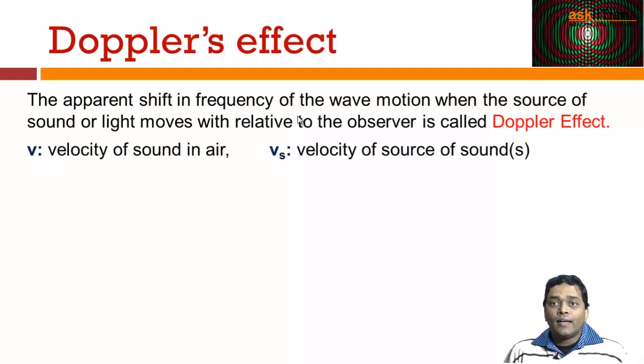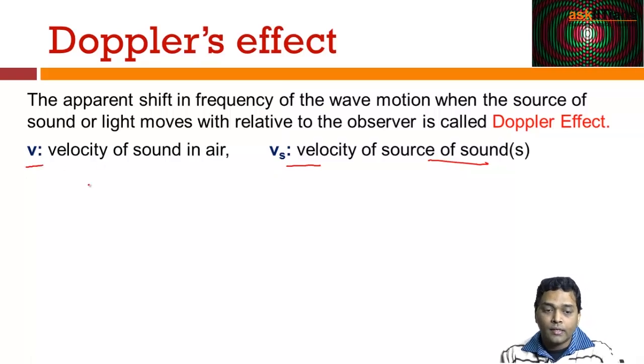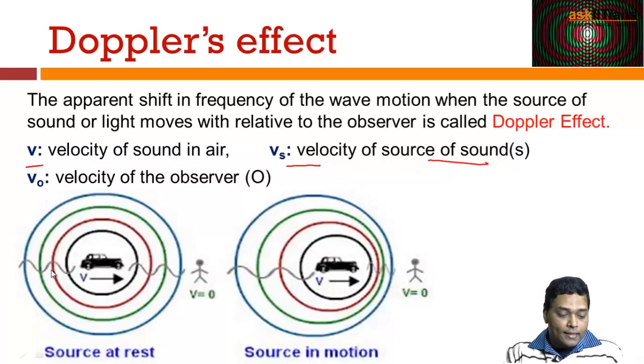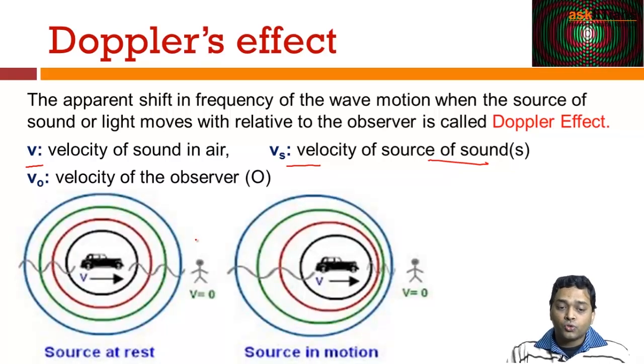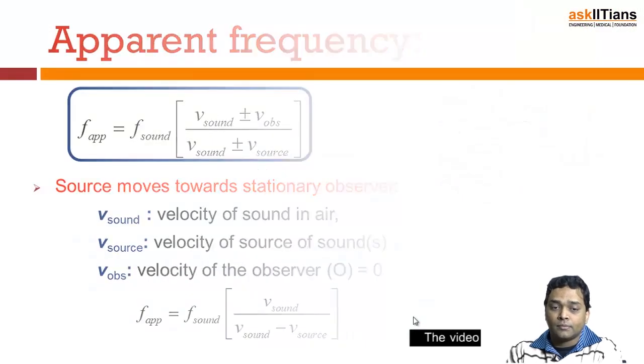So if I say that V is the velocity of sound in air, and Vs is the velocity of the source of the sound, further, V0 represents the velocity of the observer. There can be multiple cases: the source is at rest, or the source is in motion, with the observer at rest in both cases; then you can have the observer in motion either towards the source or away from the source. So effectively there are multiple cases that we are going to consider. Let's take it case by case.